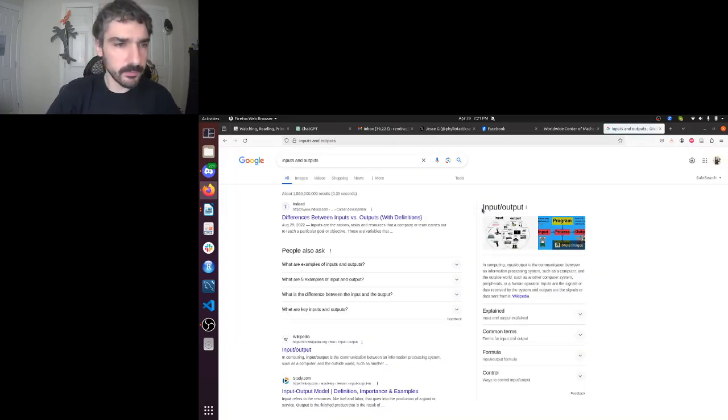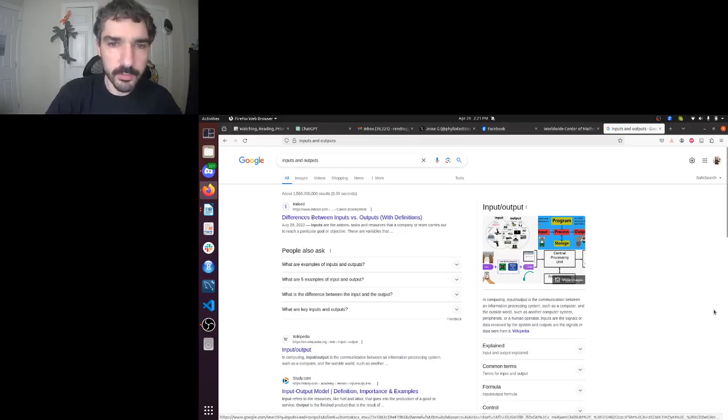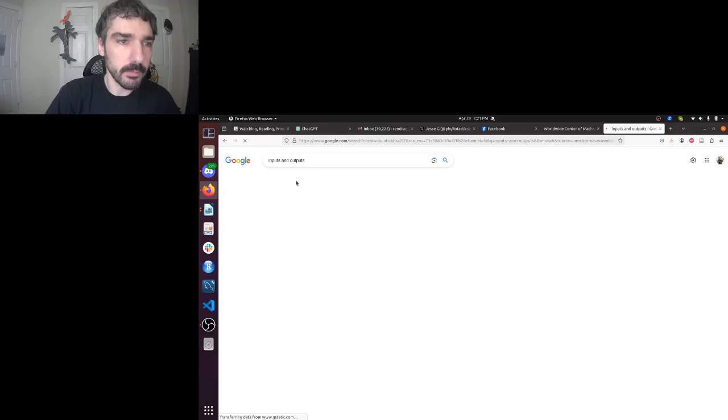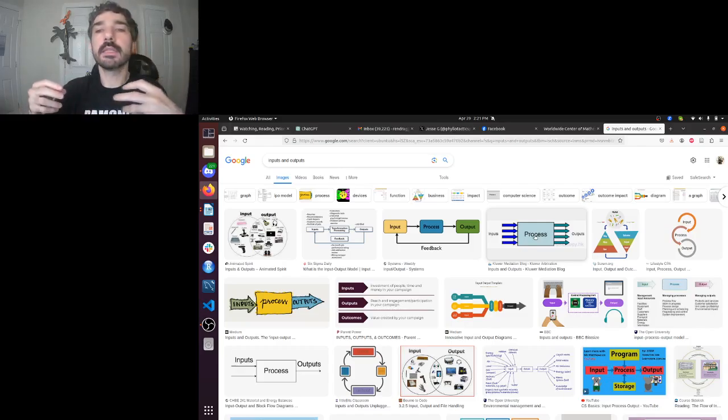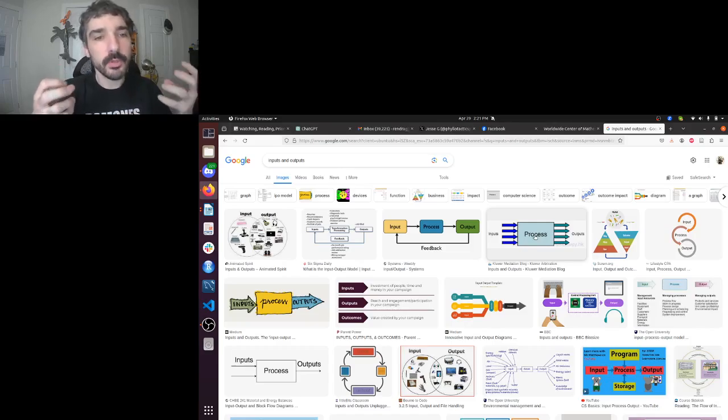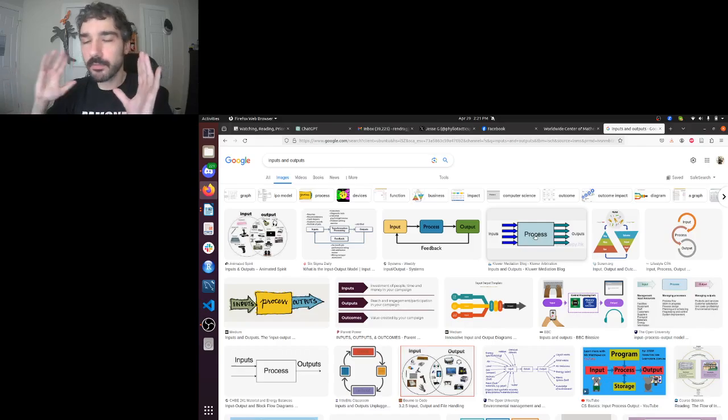So let's first talk about computer systems in the most general sense. Now, a quick Google search of inputs and outputs leads me to some interesting graphics here, right? And I think you guys can see my mouse hovering some of these graphics. And essentially, the way computers work is take some input, process that input, and provide an output, right?